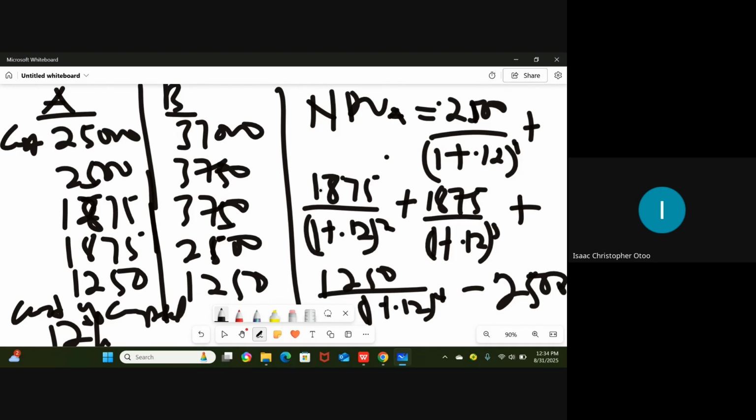That's why we don't take a long time on it. I'm surprised. Just 2,500 divided by 1.12 raised to the power 1. You get the answer. 1875 divided by 1.12 raised to the power 2. So I'm surprised that you are still keeping long on that. But you add them all up, minus 2,500.